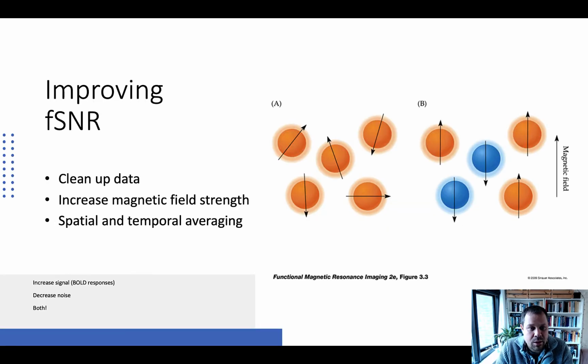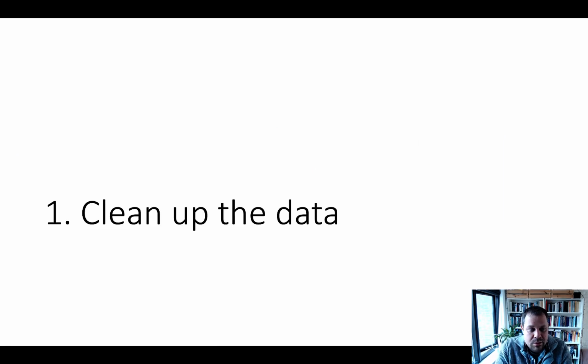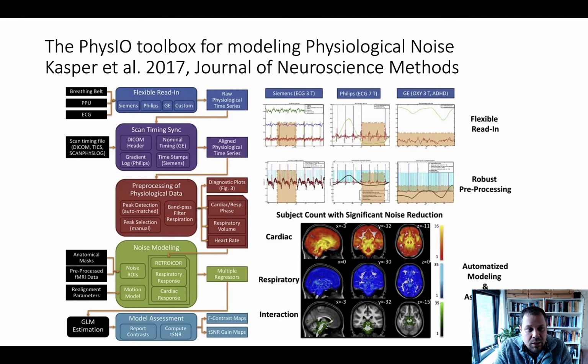Luckily, there are a number of things that we can do to counteract this, and those we'll discuss here now. They include cleaning up your data, increasing the magnetic field strength, and spatial and temporal averaging. So let's discuss the first aspect, cleaning up the data.